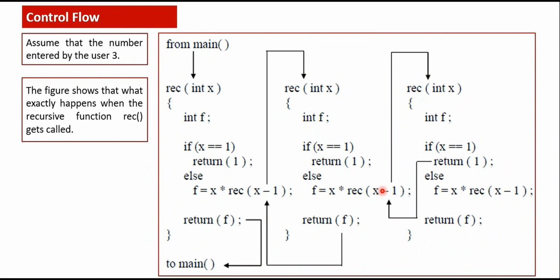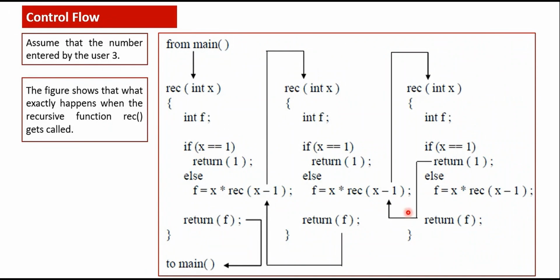From here it gets the value f equal to x into 1, and for this function call x is 2. So return f, so it will be 2. So f will be 3 multiplied by 2. And at the end we have f having the value 6. So return f will give the value to the main function, which is the final value of factorial of 3, which is 6. I hope the concept is clear.